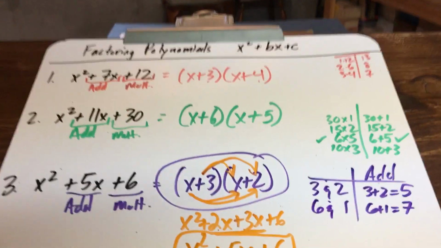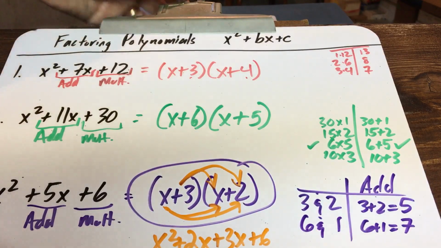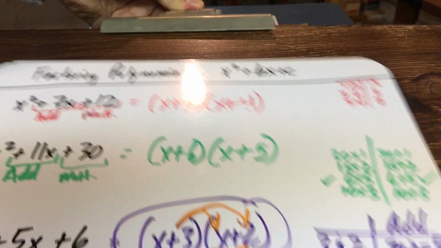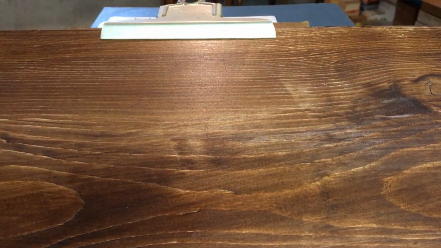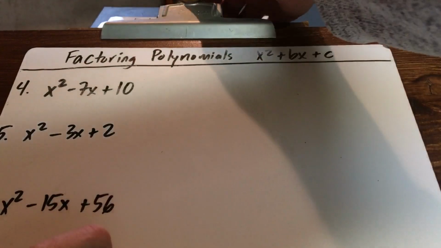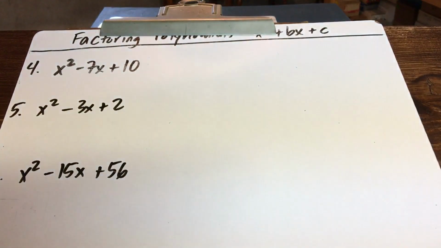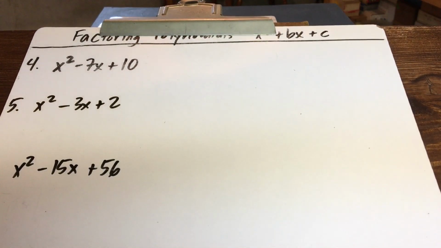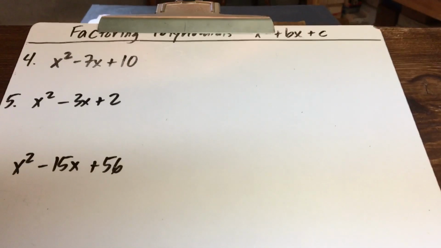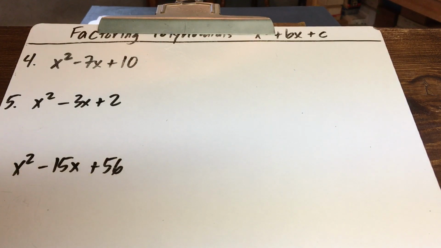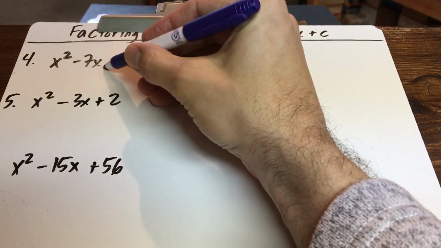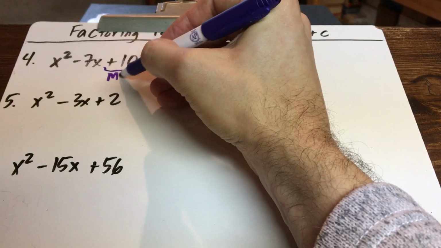Okay, let's switch the boards because they won't always have all addition signs. What do we do if there are some subtracting signs in there? Okay, it's not going to change anything that we do. Our process is still going to be the same, right? On number 4 here, I'm still looking for two numbers that multiply to equal positive 10.